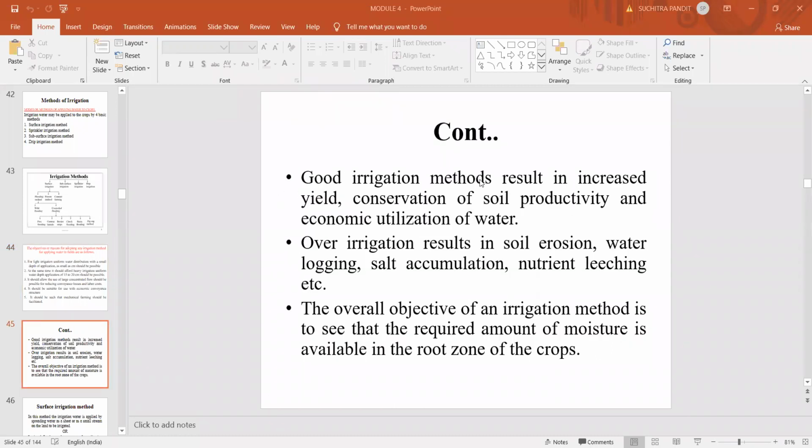Now, a good irrigation method should result in increased crop yield, conservation of soil productivity, and economic utilization of water. Over irrigation results in soil erosion and waterlogging problems, and salt accumulation near the root zone of the crop. Also, there are chances of leaching of the nutrients supplied to the crop because of over irrigation. The overall objective of an irrigation method is to see that the required amount of moisture is available in the root zone of the crop during the entire growth period of a particular crop.